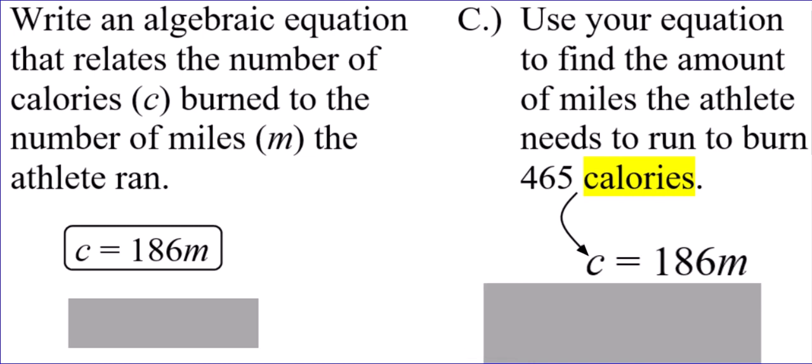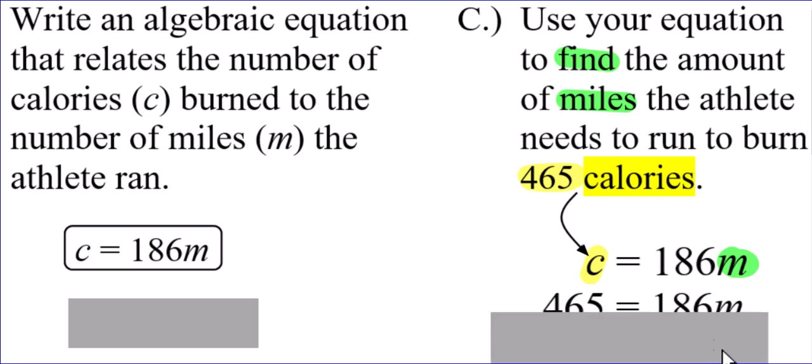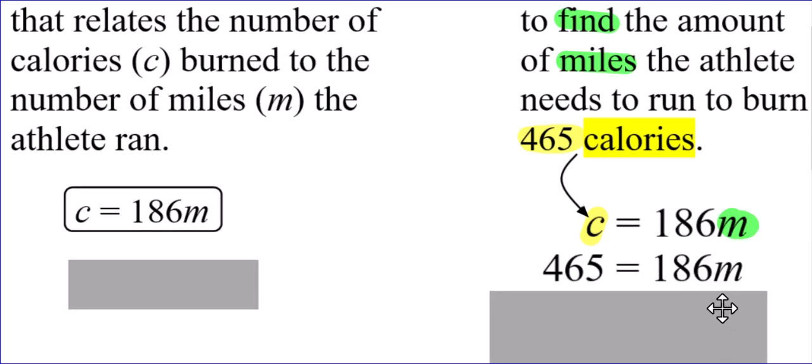We are asked to find the amount of miles. So this time, the miles is what we're trying to find. That's going to be the unknown variable. We are told that we have 465 calories. Well, calories is C, so this time, the 465 will go in for the C. Now, check this out. The unknown variable is not by itself. It is actually being multiplied by 186.